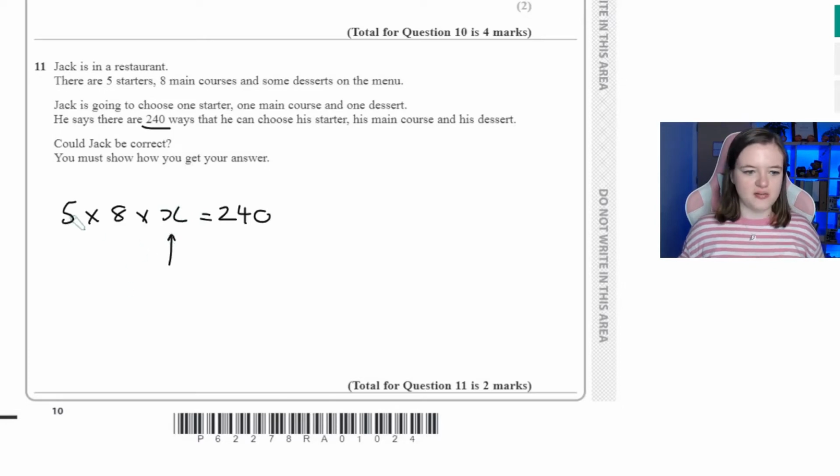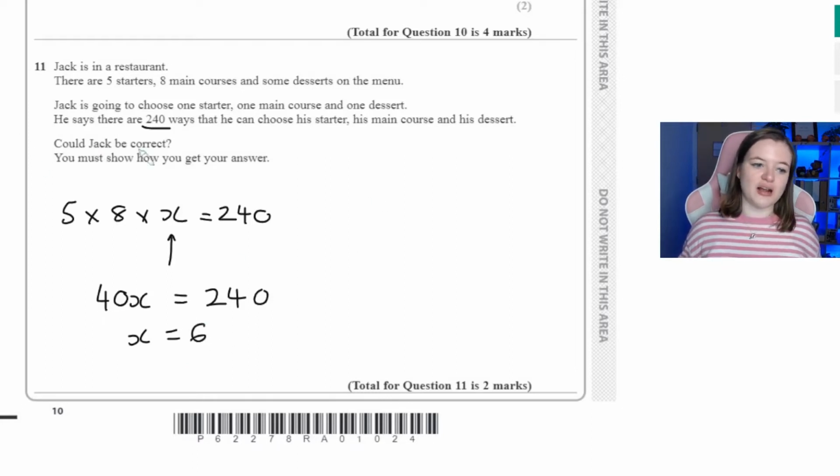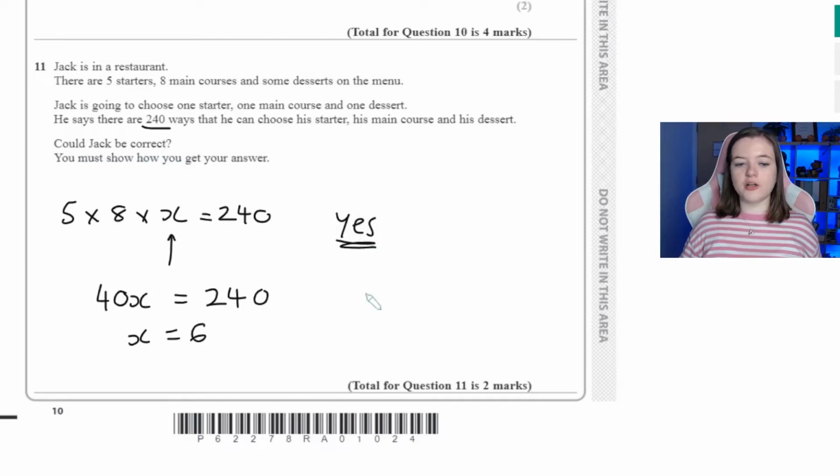So what we're going to do here, we're going to do 5 times 8, which is 40. Just simplify a little bit. Then times by x, 40x is 240. And then if 240 divides by 40 perfectly, then Jack's going to be right. So let's try that out. 240 divided by 40 is 6. So there are 6 dessert options. So is Jack correct, or could Jack be correct? Yes. Remember, if they ask you a question, you need to answer it or you're going to lose a mark. In a 2-mark question, half your mark's gone. Not good. So make sure you're always answering their question.